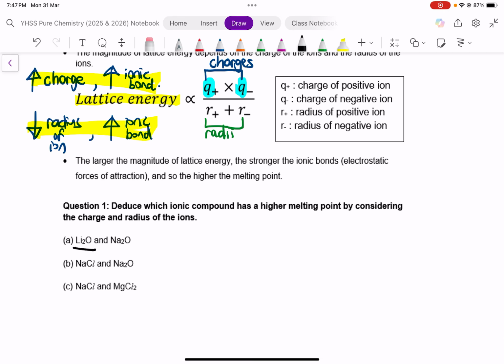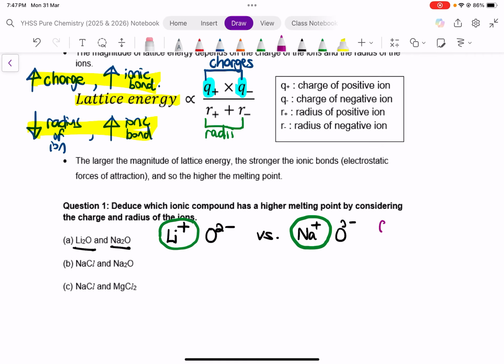So we have two ionic compounds, lithium oxide and sodium oxide. We have to decide which one will have a higher melting point. I'm sure you can first write out the ions present. Once you have written the ions present, you realize that the difference lies in lithium versus sodium, because the oxide ions are the same in both situations.